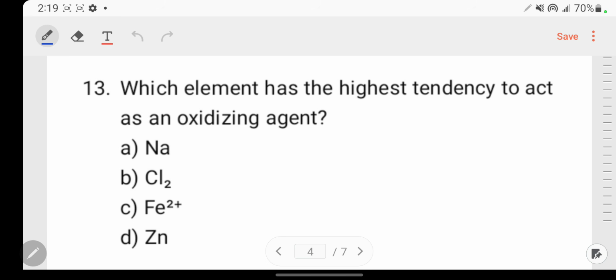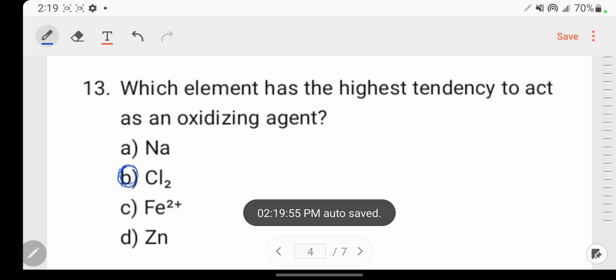Question 13. Which element has the highest tendency to act as an oxidizing agent? The oxidizing agent ends up being reduced, which means an oxidizing agent will gain electrons. So you ask yourself, from these options, which one has the tendency of gaining electrons? Certainly it's a non-metal, which is very electronegative, which is our chlorine.